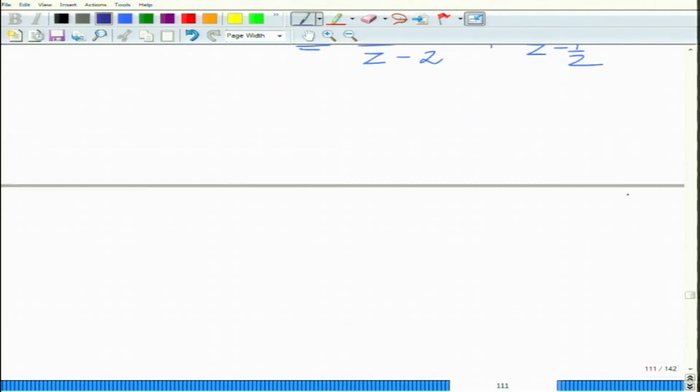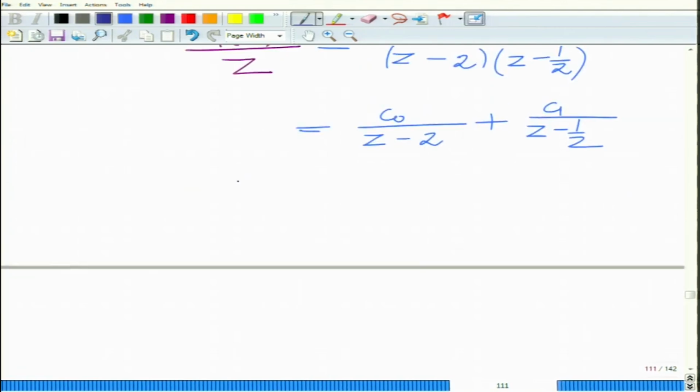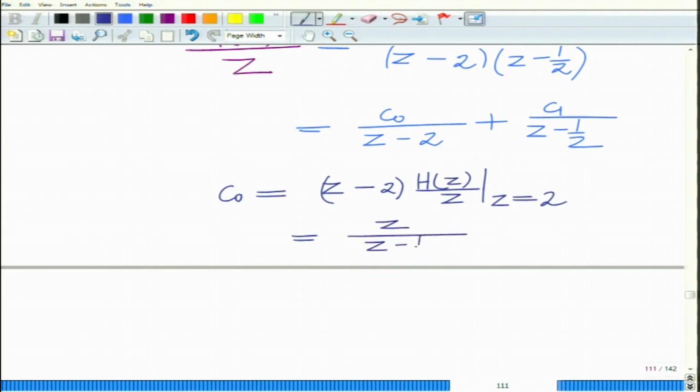Now, once we have done that, it is relatively easy to find C naught. We have done this several times before. C naught, it is a simple pole. So, z minus 2 times H(z) over z evaluated at z equal to 2, which is basically z over z minus half evaluated at z equal to 2, which is basically 2 divided by 2 minus half, that is 3 by 2. So, this is equal to 4 by 3.